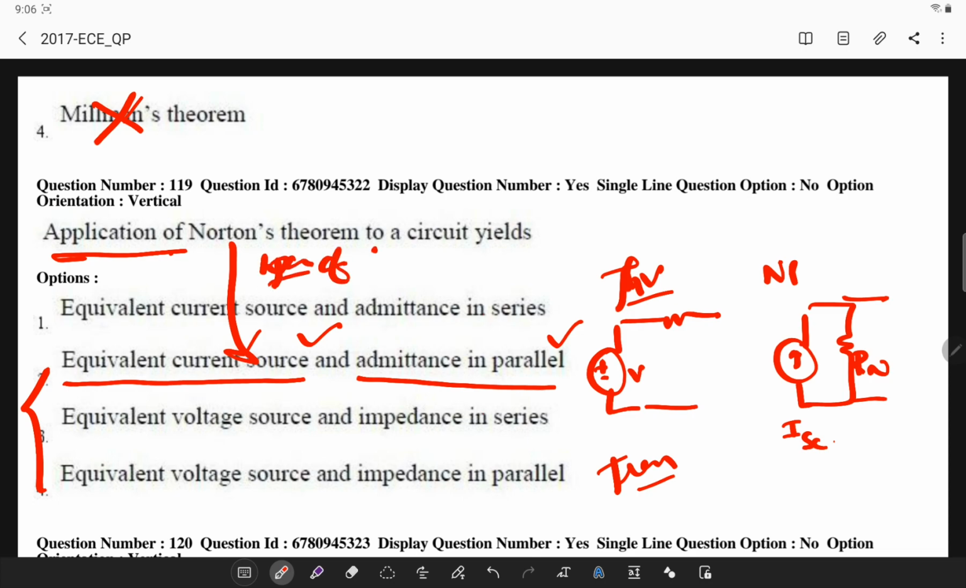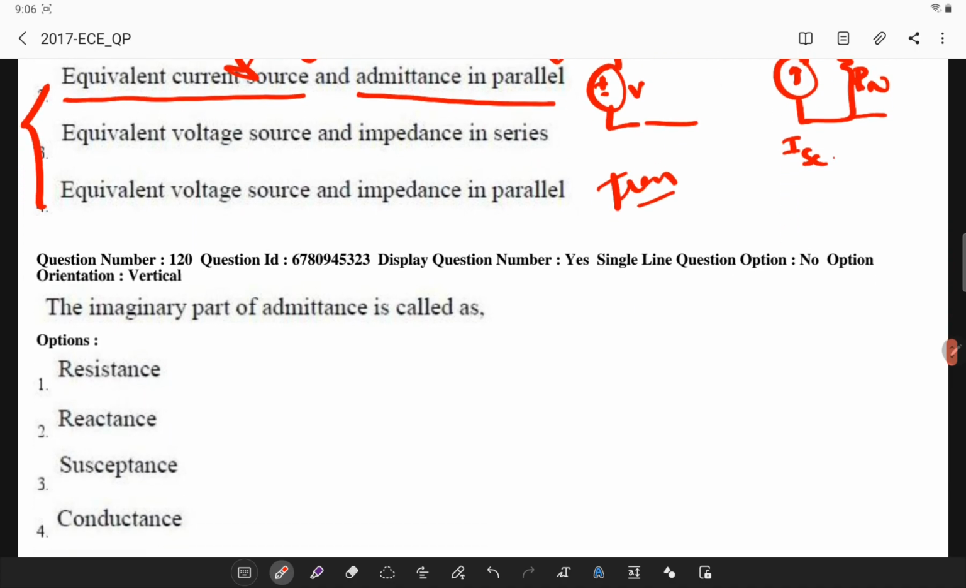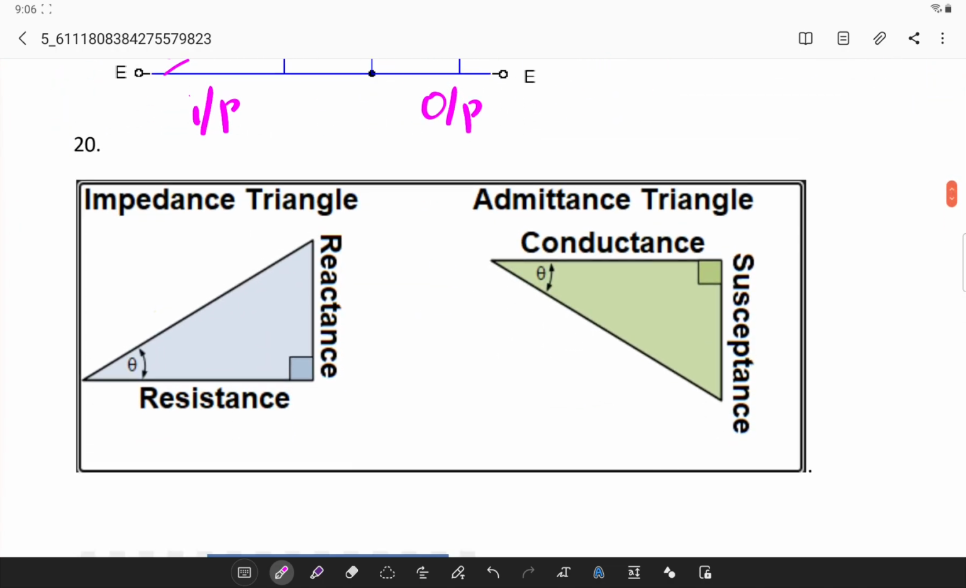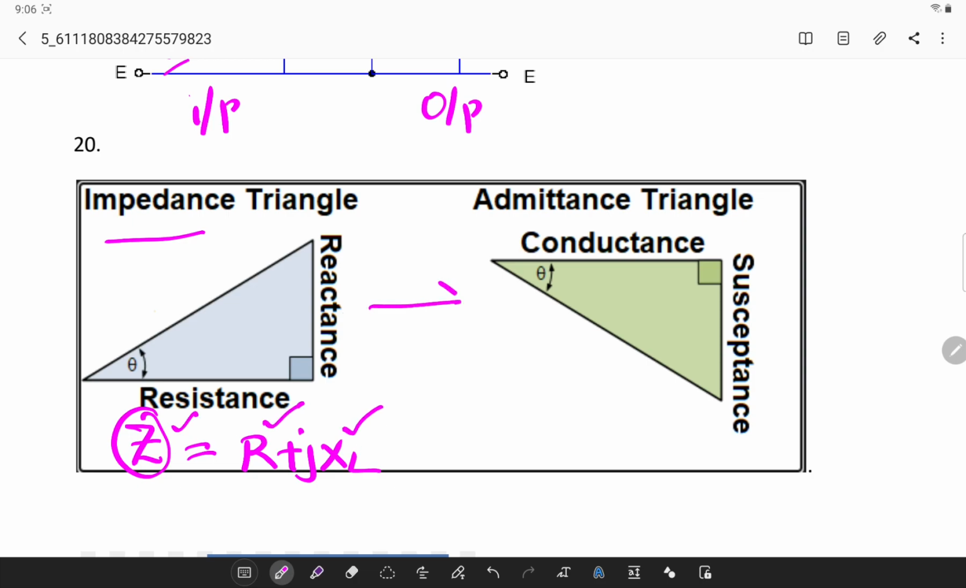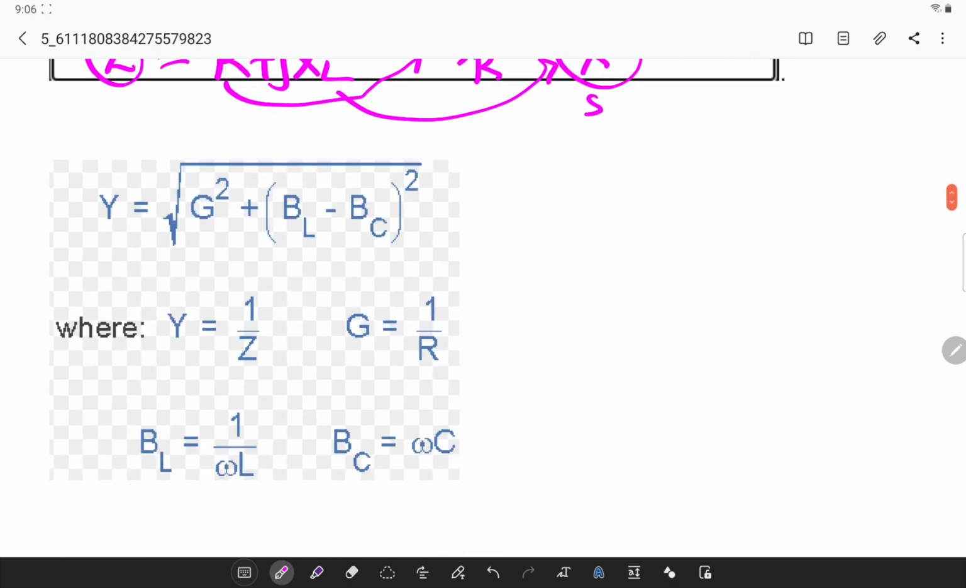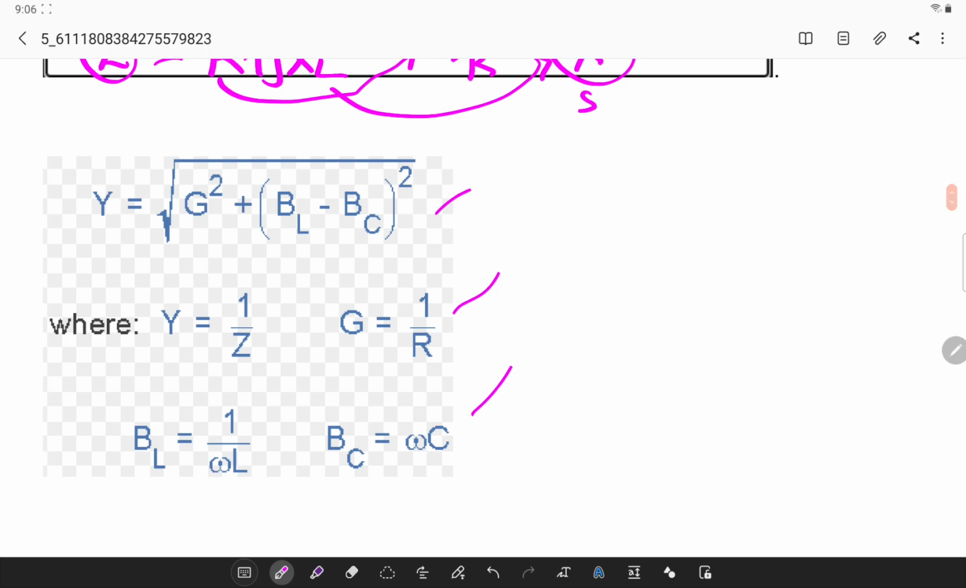Its application is basically in the h-parameter model of a transistor. The next question is the imaginary part of admittance. The student has to remember this particular triangle. Impedance Z is R plus jXL, with resistance and reactance. The exact reverse is admittance: for R it will be 1 by R, which is conductance, and for XL it is susceptance. So remember these particular things. We'll stop it here.